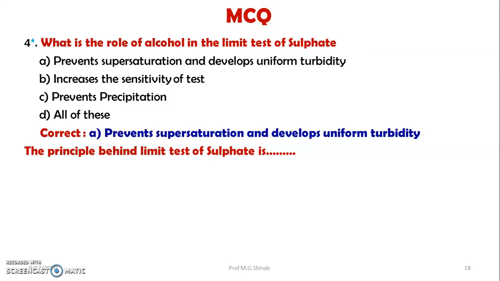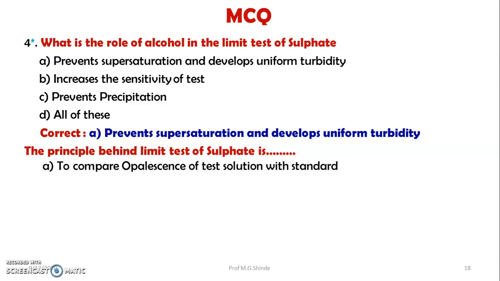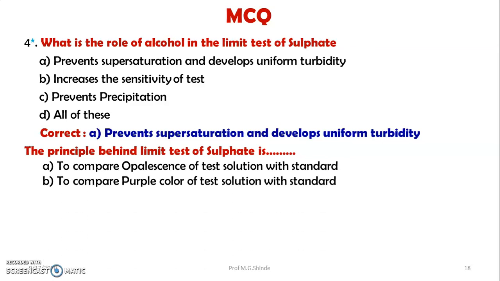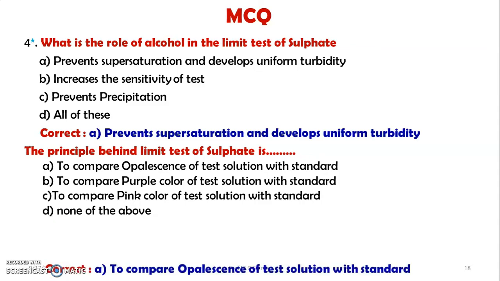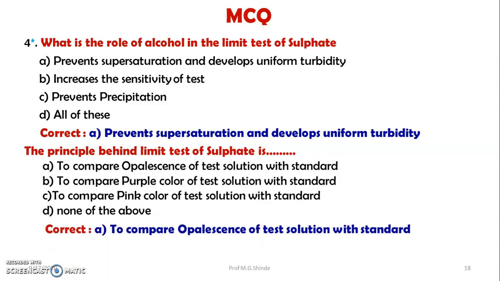Next question: the principle behind the limit test of sulfate is to compare the opalescence of the test solution with that of the standard, to compare the purple color of the test solution with the standard, to compare the pink color of the test solution with the standard, or none of the above. The correct option is to compare the opalescence of the test solution with that of the standard. So these are the MCQs and objective questions from this sulfate limit test.